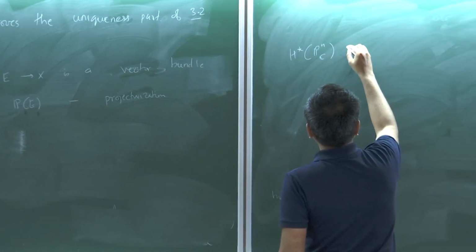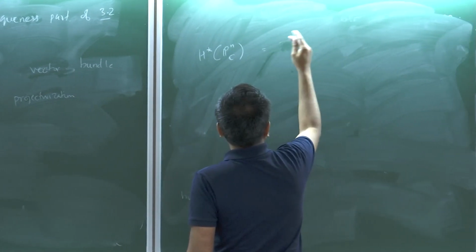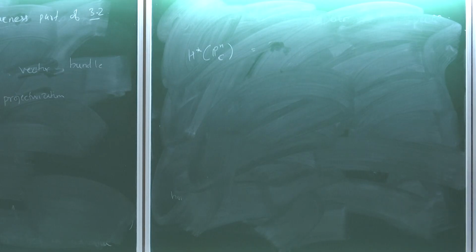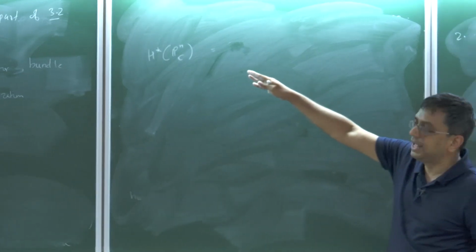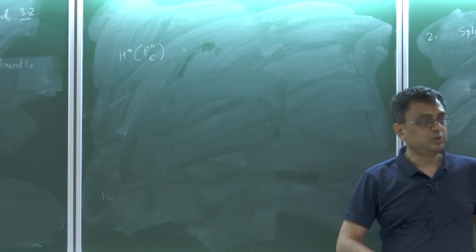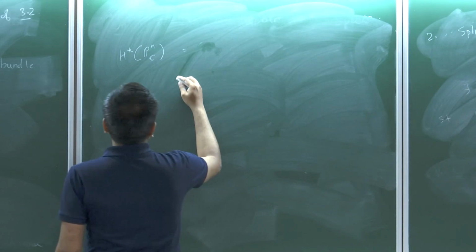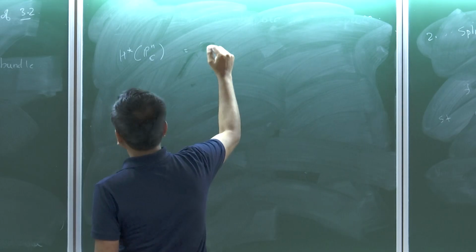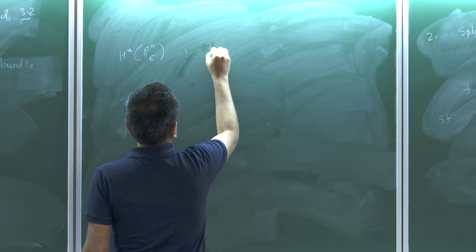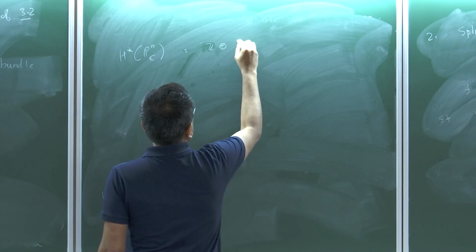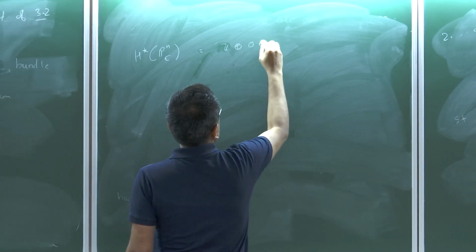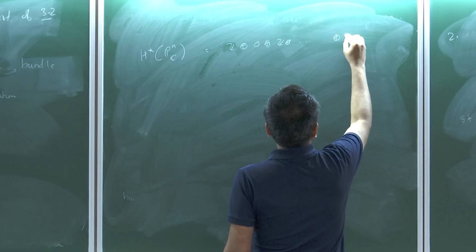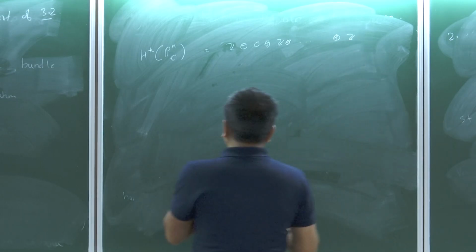So H star of P^n over C is alternating: all the even cohomology groups are Z and all the odd ones are 0, up to degree 2n, and beyond 2n they are 0. So this is Z direct sum 0 direct sum Z and so on up to degree 2n. But what is the cohomology ring structure?